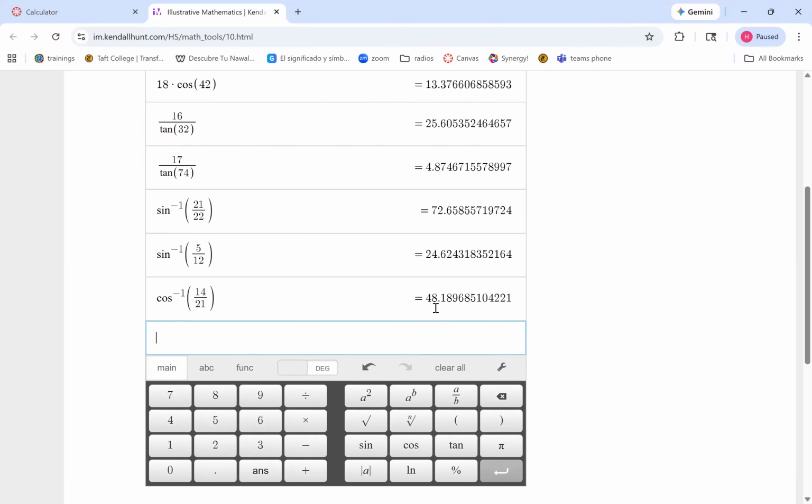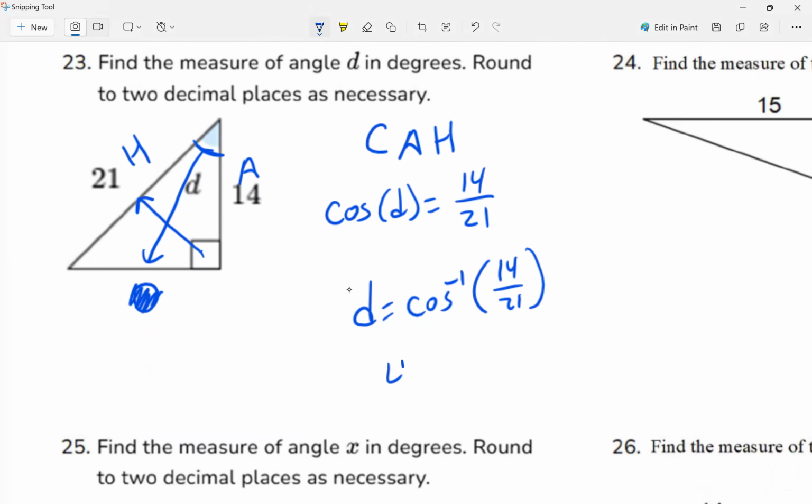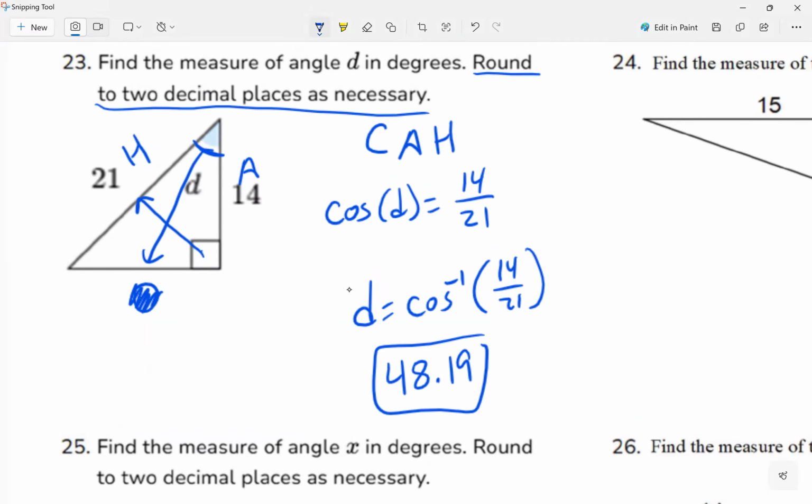So I see the answer 48.1896. I'm going to round it to 2 decimal places, so I'm going to call this 48.19. So my answer here is 48.19. I rounded to 2 decimal places because that's what this instruction said. Round to 2 decimal places as necessary.